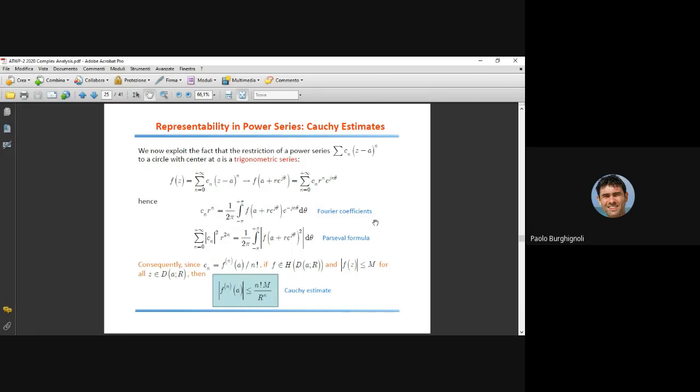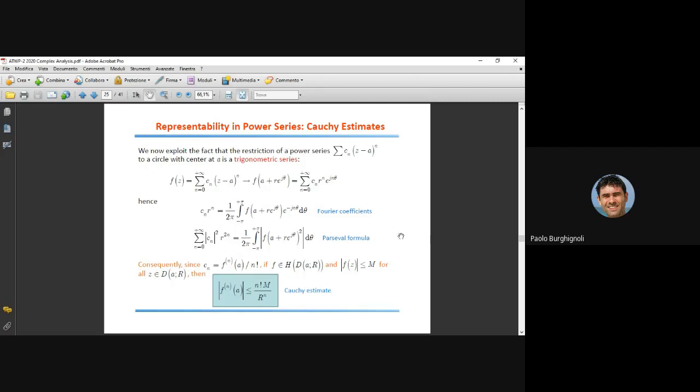And we can exploit all the properties of Fourier series. For example, we can also enforce the so-called Parseval formula, which tells us that if you sum the square of the absolute values of the Fourier coefficients, where the index n goes from 0 to infinity, then what we get is equal to the integral of the square of the absolute value of your function from minus pi to plus pi, divided by 2 pi.